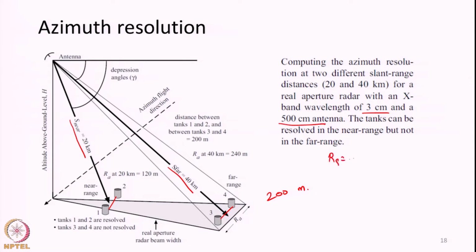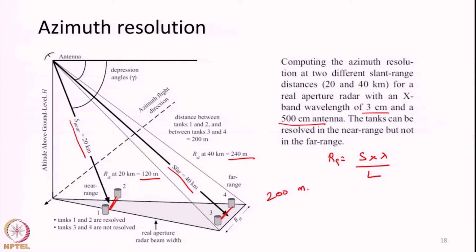So, RA is equal to S into lambda by L. If we substitute all the values and work out, then the near range azimuth resolution will work out to be 120 meters. In the far range, the azimuth resolution works out to be 240 meters. So, it just doubles as the slant range distance doubled.